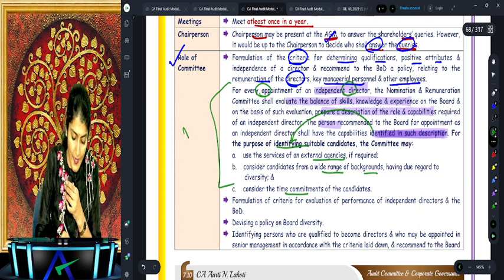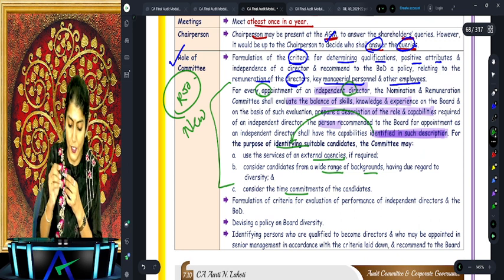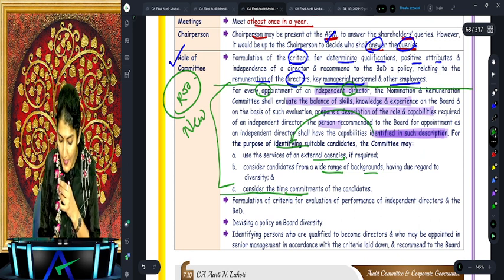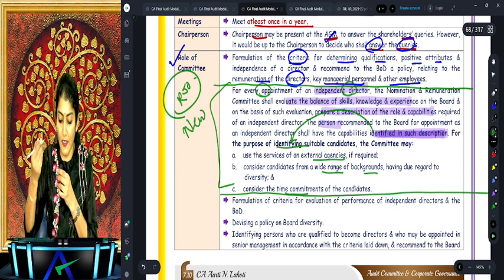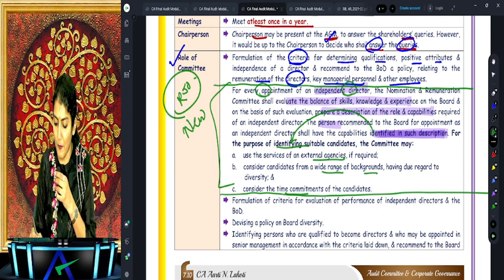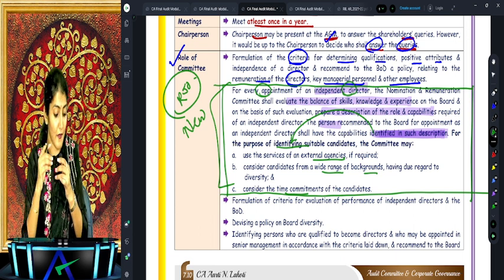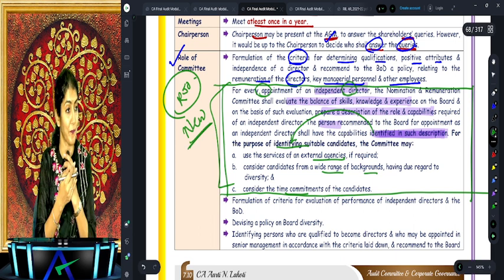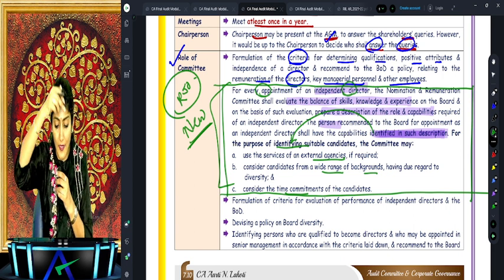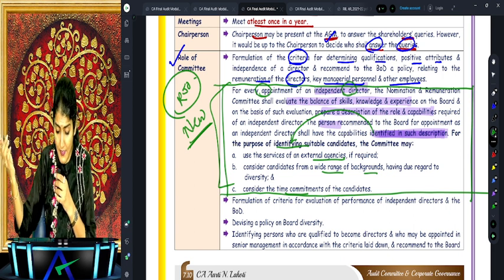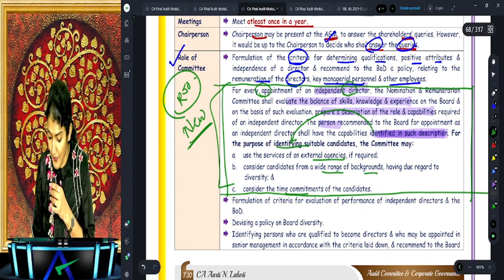This is NEW, R raised to 50. If you look into the earlier edition of the book, only this point was there, formulation of the criteria, and then directly the formulation of the criteria for evaluation of performance of independent director. But this green color box over here, whatever I have highlighted right now, that is NEW. So one, formulate the criteria for determining the qualification and positive attributes of the directors and also the remuneration of the directors. That is one.